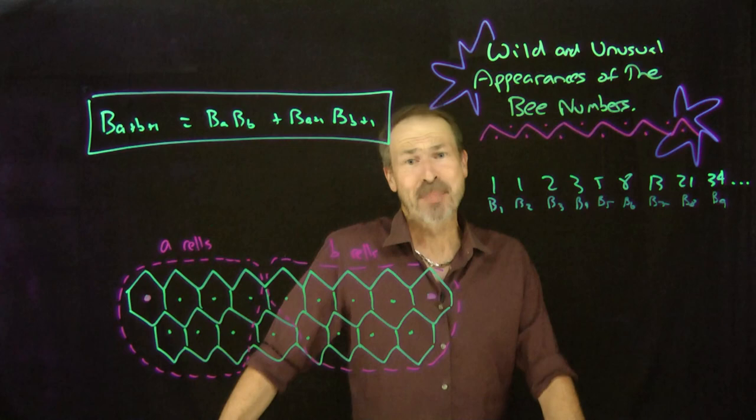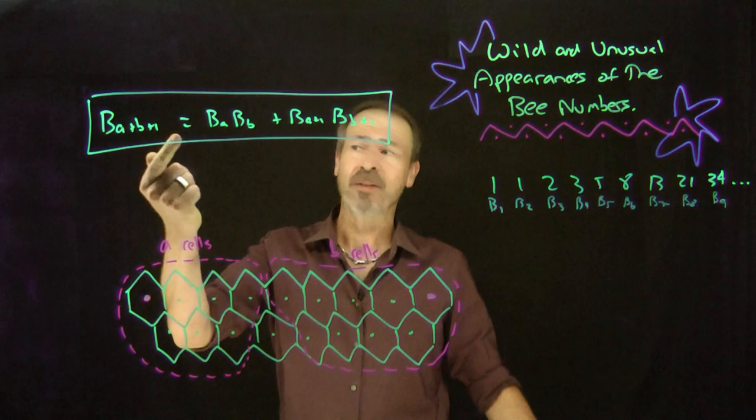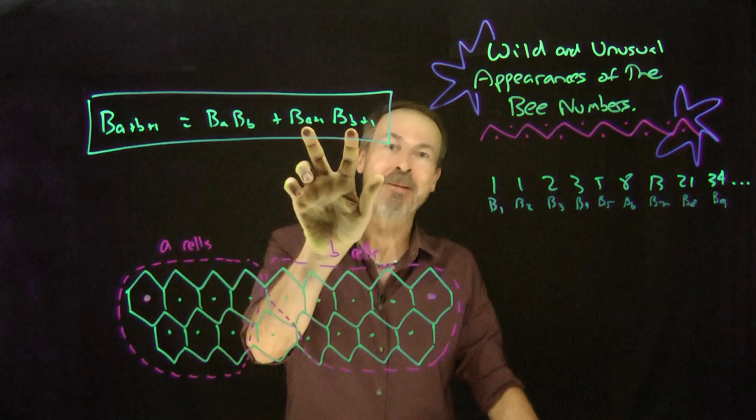Okay, there are many famous identities about the B numbers, and here's an example of an identity. Apparently the (A plus B plus 1)th B number equals the product of the Ath and Bth B numbers plus the product of the (A plus 1)th and (B plus 1)th B numbers. Okay, what did I just say?